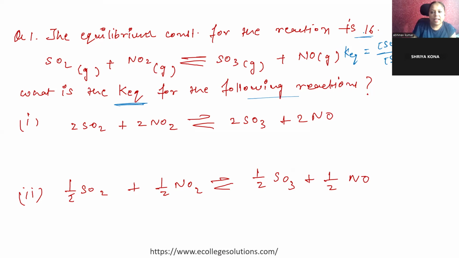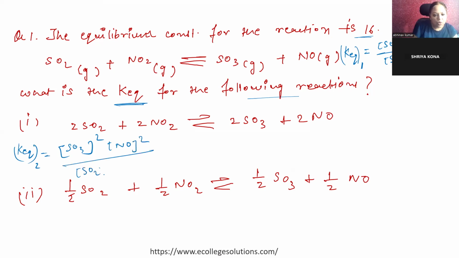Let's say this is K1. Now, in the question, if you need to calculate the K equilibrium, the value will be different. Let's say it is K2. So it will now be equal to SO3 whole square, NO whole square, over SO2 whole square and NO2 whole square, isn't it? Because products along with the coefficients and reactants along with the coefficients.